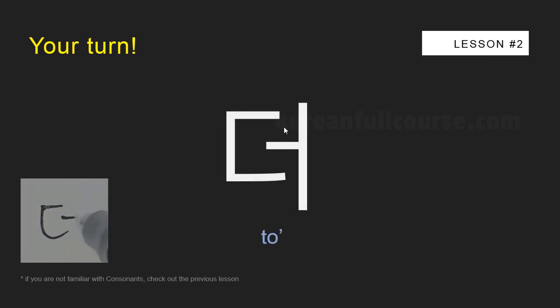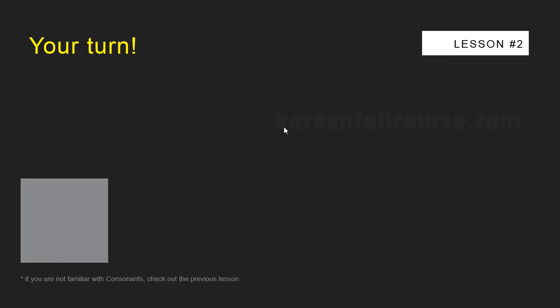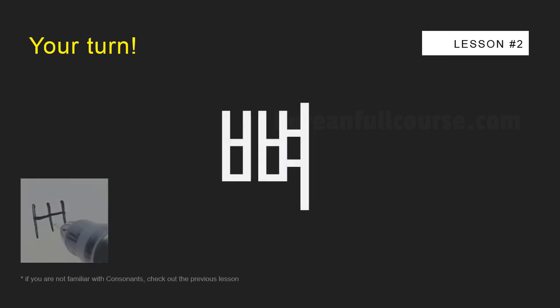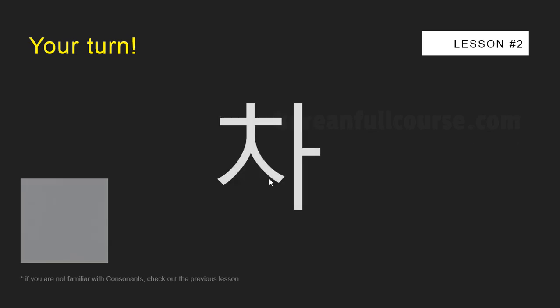To. This is 뼈, double consonant p and 여, 뼈. And the last one is 차. 차 is a car or tea in Korean.